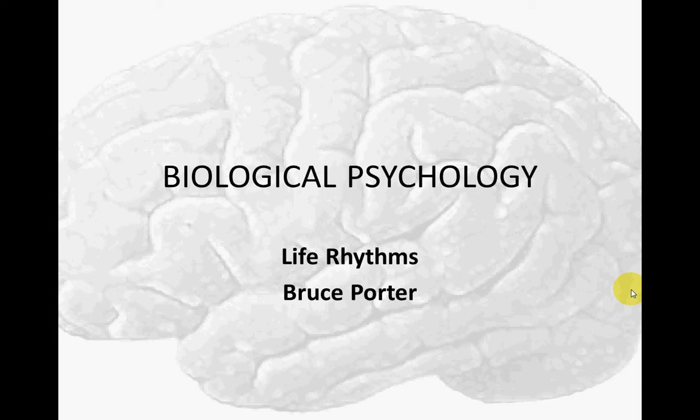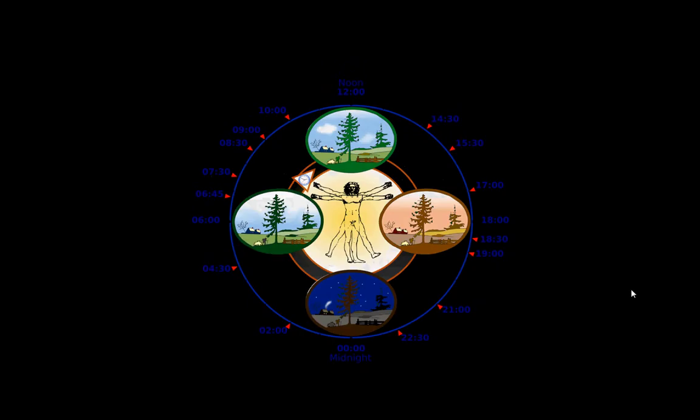Welcome to Lecture 8, Life Rhythms. Rhythms of wakefulness and sleep. When we look at these rhythms and cycles, we want to look at two of them. One is the circannual rhythm. This is an internal calendar that prepares the species for annual season changes.